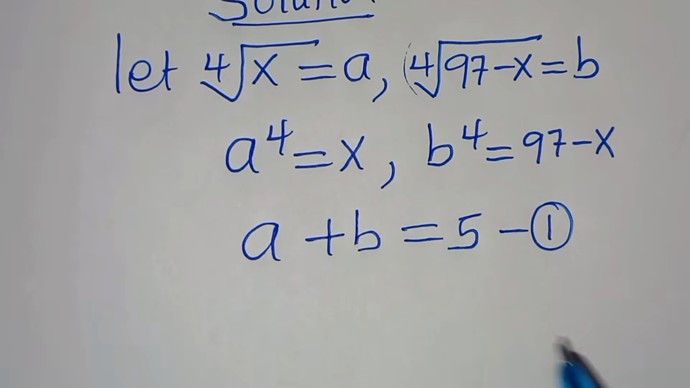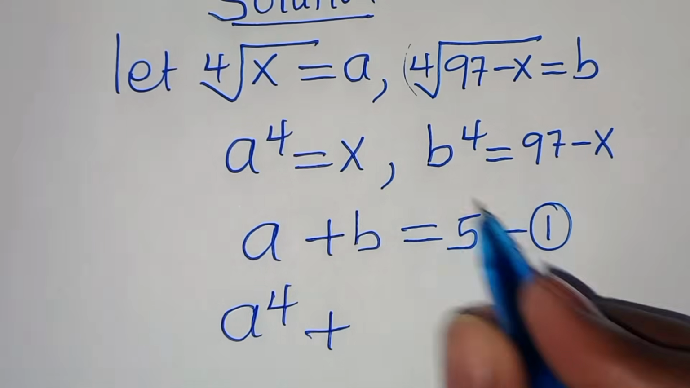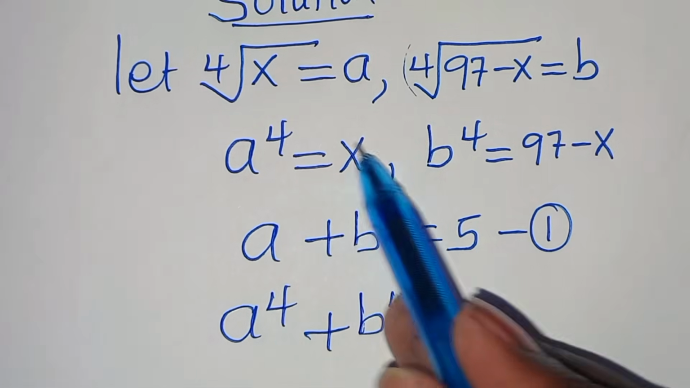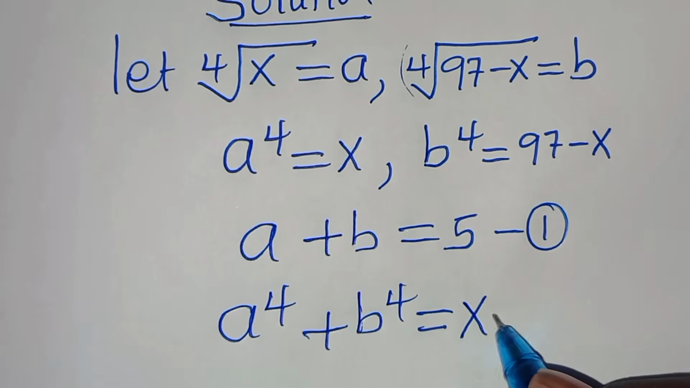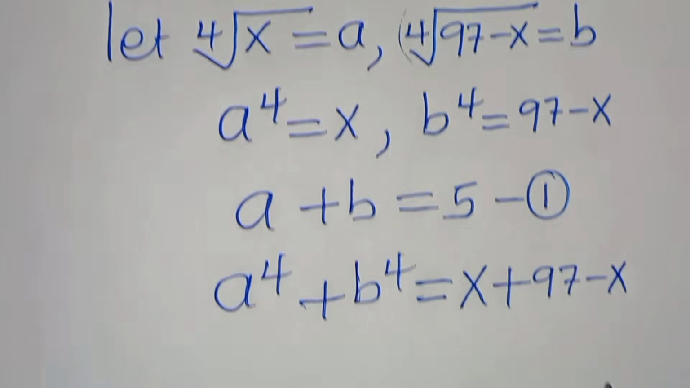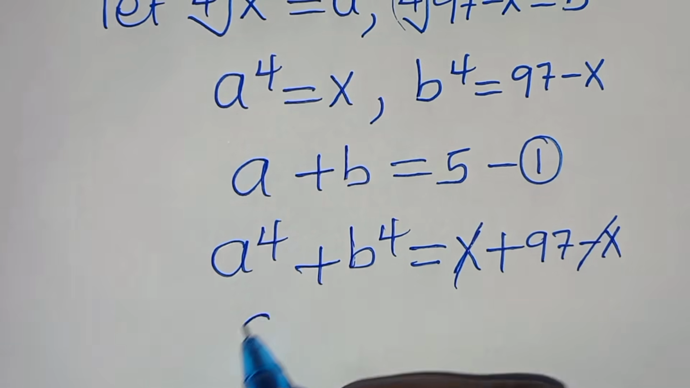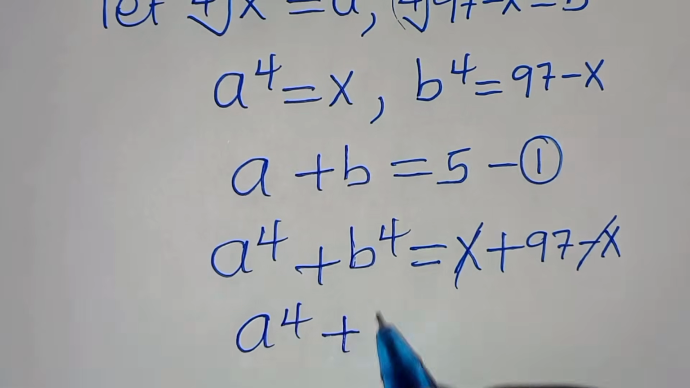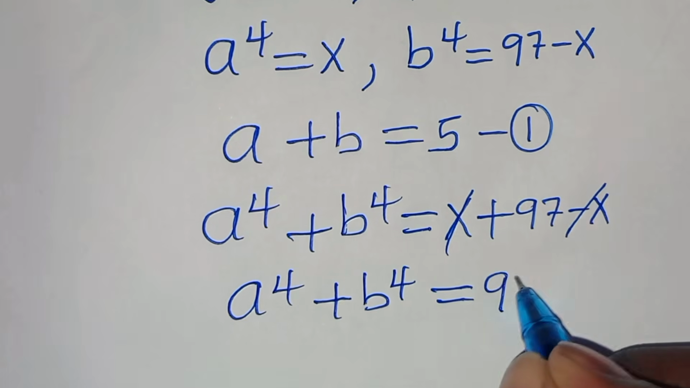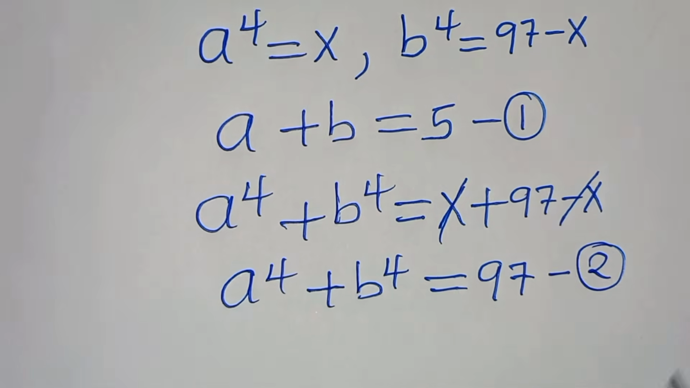Now, the next step is that a to the power of 4 plus b to the power of 4 is equal to x plus 97 minus x. The x minus x simplifies, so that we have a to the power of 4 plus b to the power of 4 equal to 97. Let's call this equation 2.